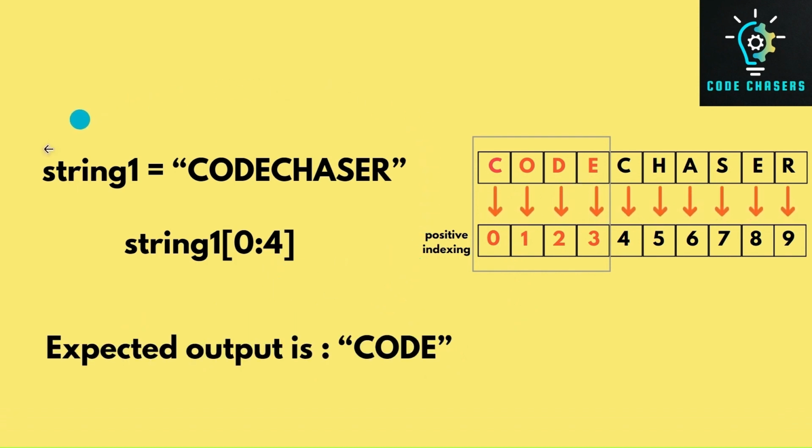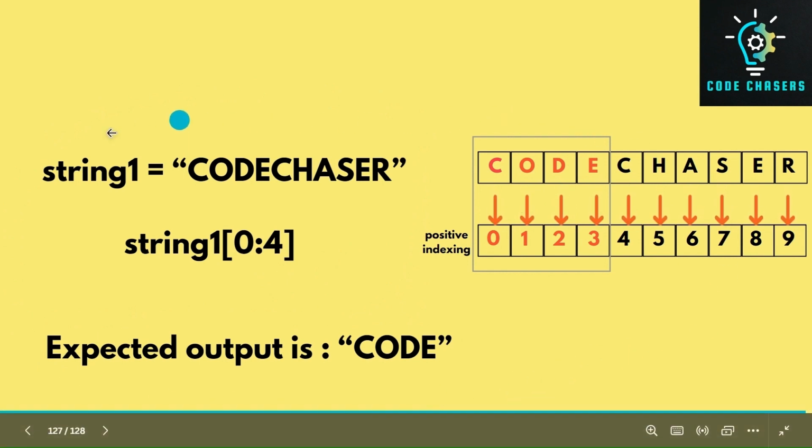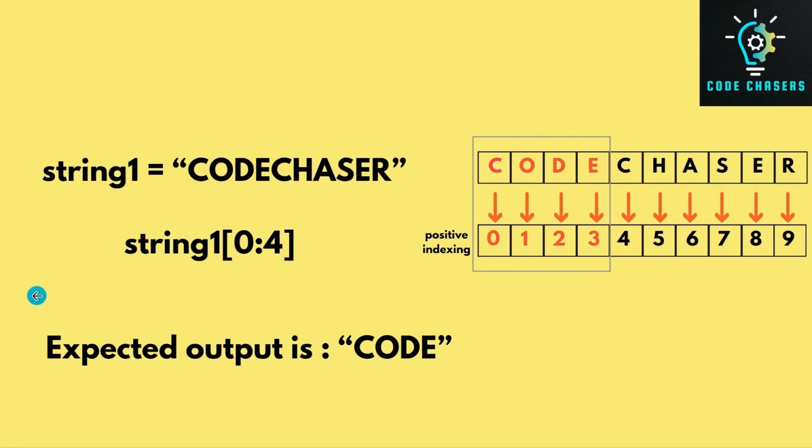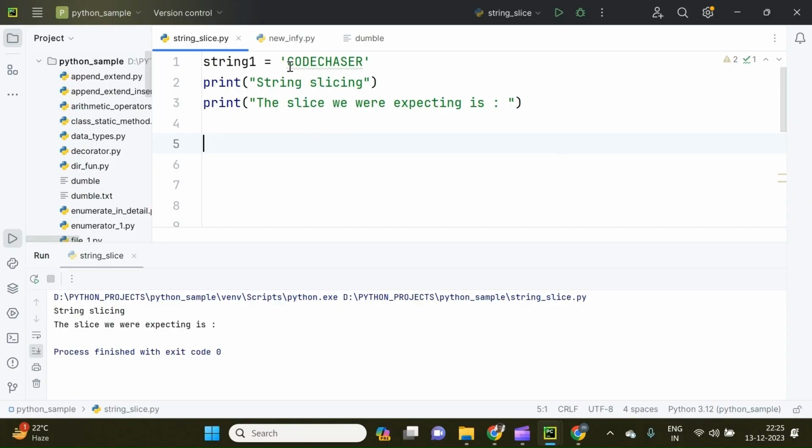Don't worry, we will see this example in the coding session and we will see whether our expected output is correct or not. As per the example that I have discussed just now, I have taken the string code chaser and assigned it to the variable string1, and now I will apply the array slice method and slice the string so that I get the output CODE, which is my required slice. We'll start: string1 with start parameter 0 and stop parameter 4.